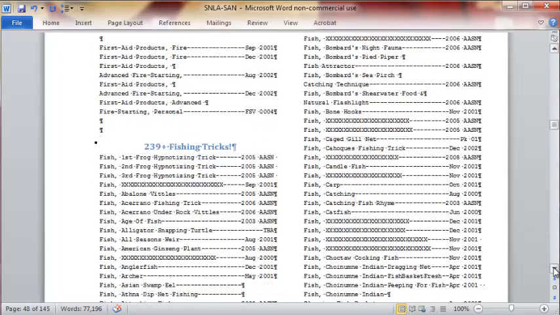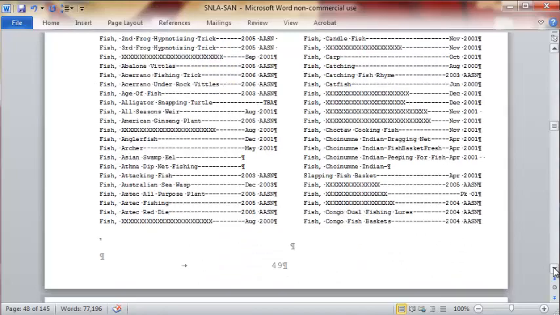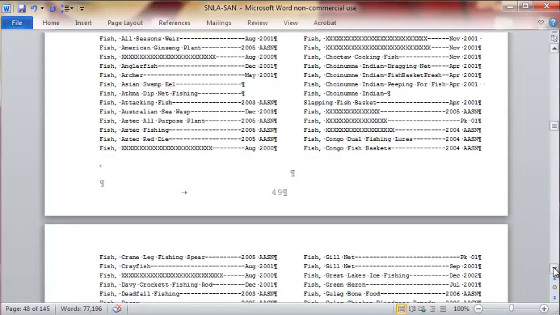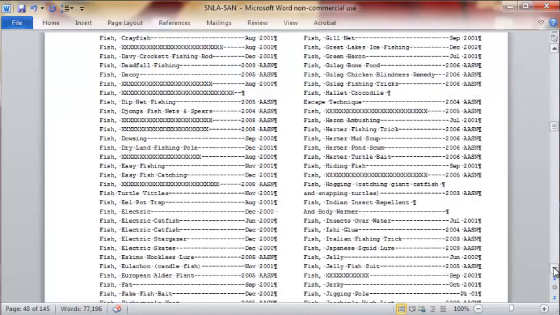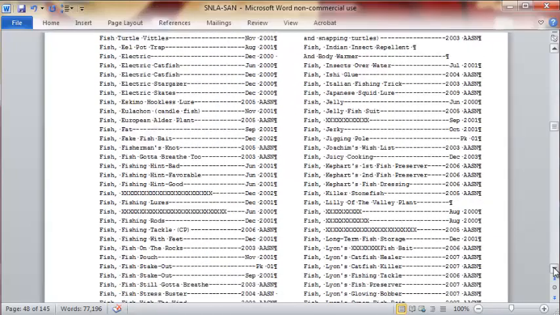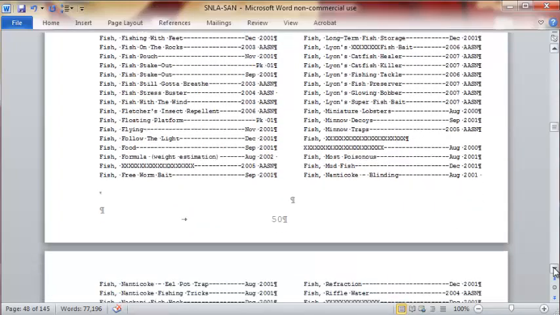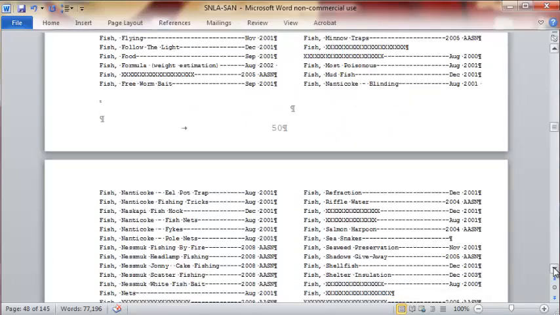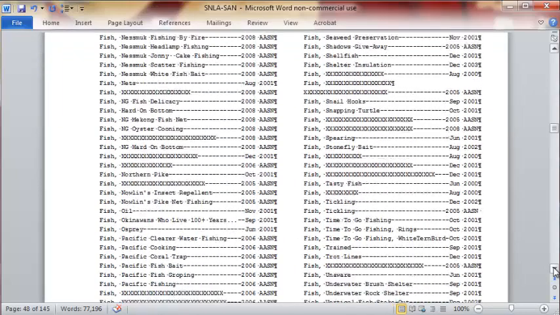239 fishing tricks. When it comes to gathering food, the easiest are the insects and plants, and then comes the fish. And there's more ways you can catch fish right here. You just can't help it, whether freshwater or saltwater. There's a lot of ways to get fish. Sometimes you got to be patient, but they'll come. You'll get them. Okay? And it'll be well worth it.